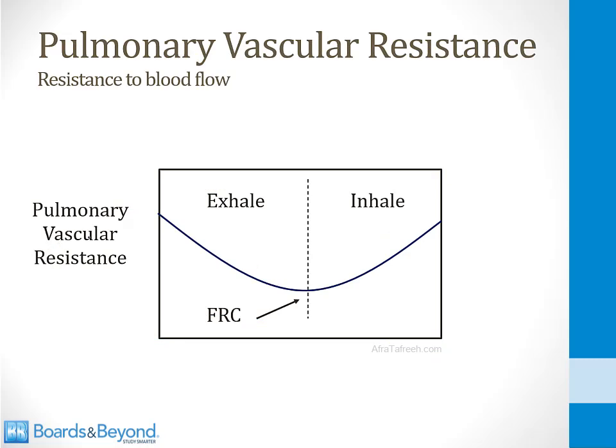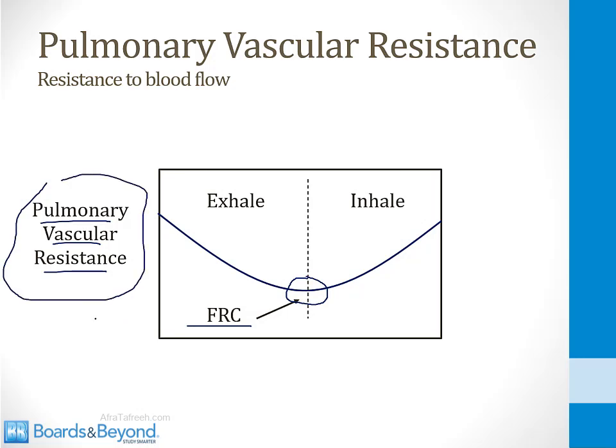And it turns out that if you plot the pulmonary vascular resistance, the resistance to blood flow during the respiratory cycle, you find that it is at its minimum at the FRC. So once again, the FRC is a very, very important capacity in our lungs. I talk about this quite a bit in the video on pulmonary physiology. It's a point where the tendency of the airways to collapse is perfectly balanced by the tendency of the chest wall to expand. And it's also the point during the respiratory cycle where the pulmonary vascular resistance is lowest.